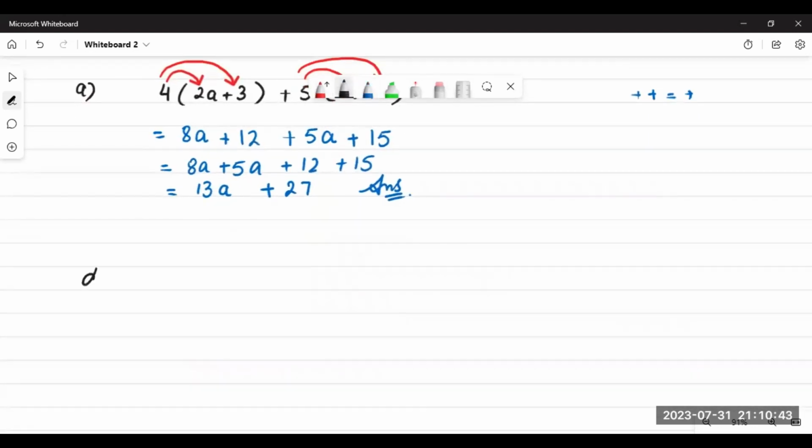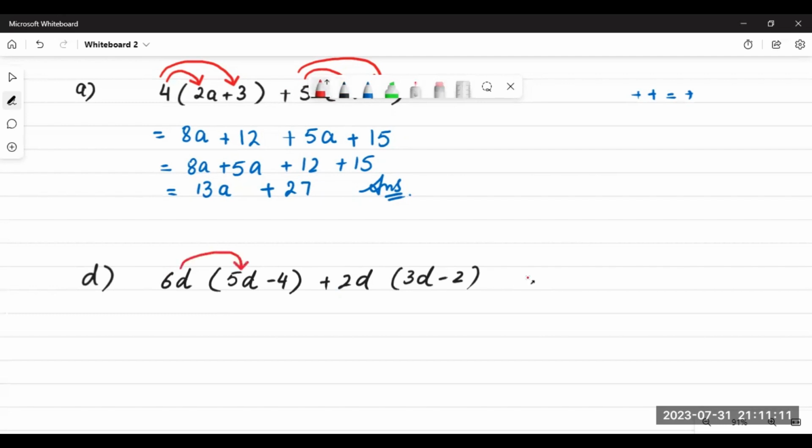So my dear students, if you just look at the D part of the same question, the question is 6D multiplied by 5D minus 4 plus 2D into 3D minus 2. As we can see over here, outside the bracket there is not only the number, there is a variable also. So no problem. We will do the same thing. Multiply this whole 6D with the first value, whole 6D with the second value. From here, 2D with the first value and 2D with the second value.